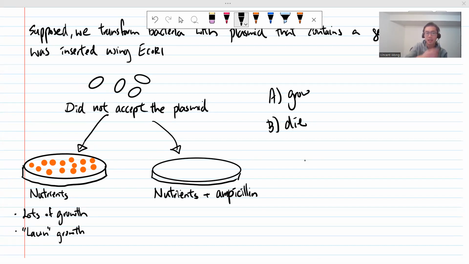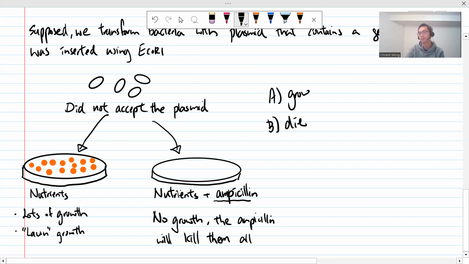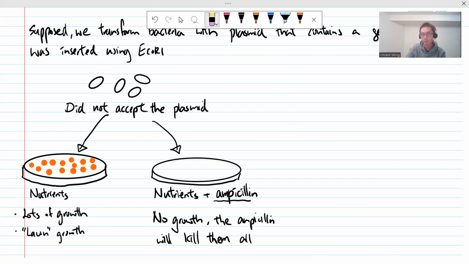So over here, it has ampicillin. Ampicillin is an antibiotic, right? Antibiotic kills bacteria. Okay, so no growth. No growth. The ampicillin will kill them all. I hope that makes sense. Ampicillin kills bacteria. These are just normal bacteria. Okay, so that is that.